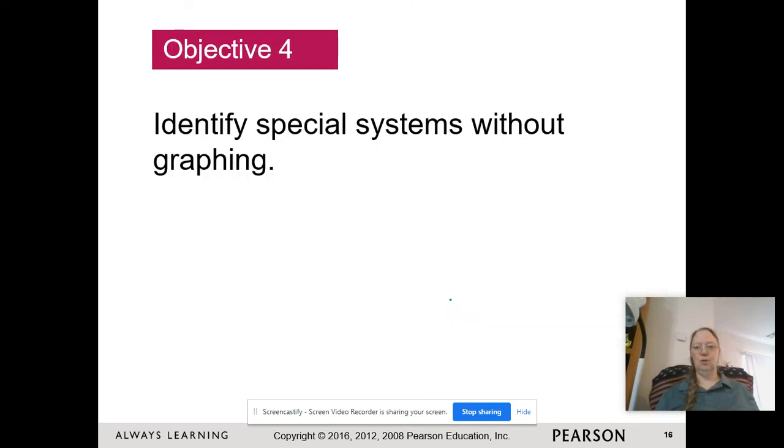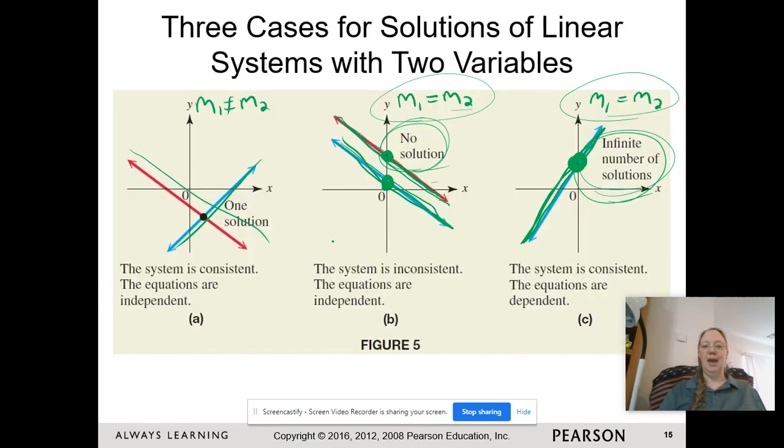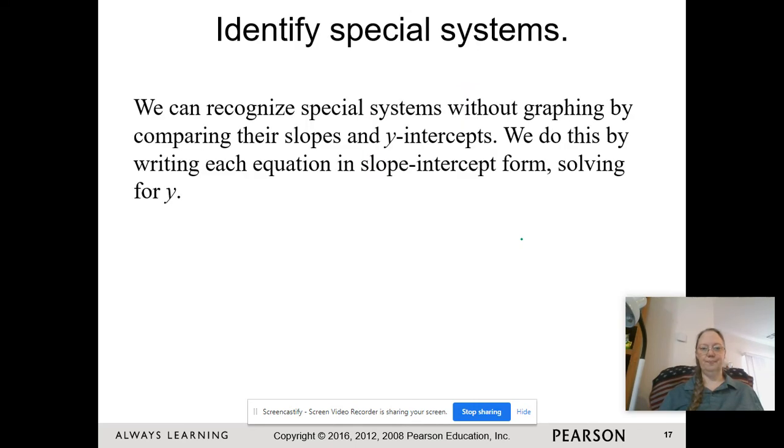So let me show you. Describe each system without graphing, state the number of solutions. We don't want to find the solutions, we just want to find the number of solutions. So what we're going to have to do is find the slope of this one, find the slope of this one, and compare them. If they match, it's going to be one of these two special cases. If they match, then we check the y-intercept.